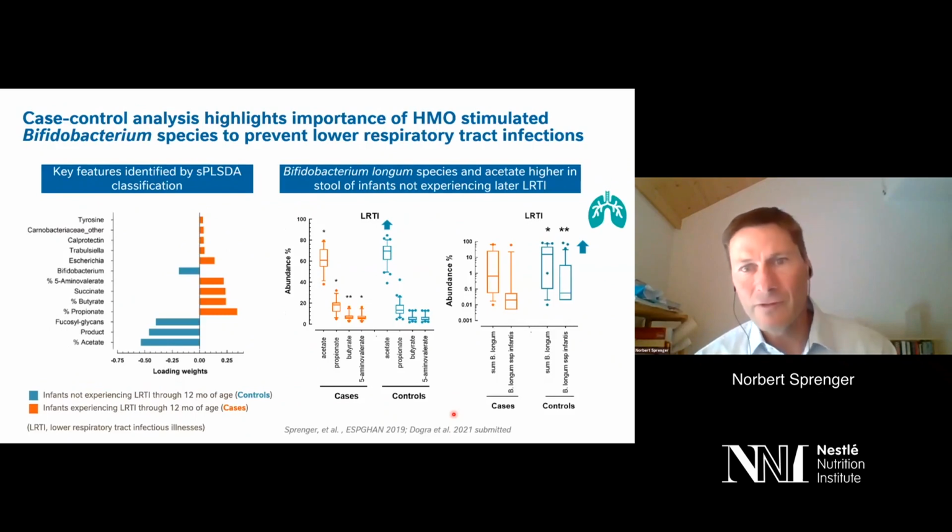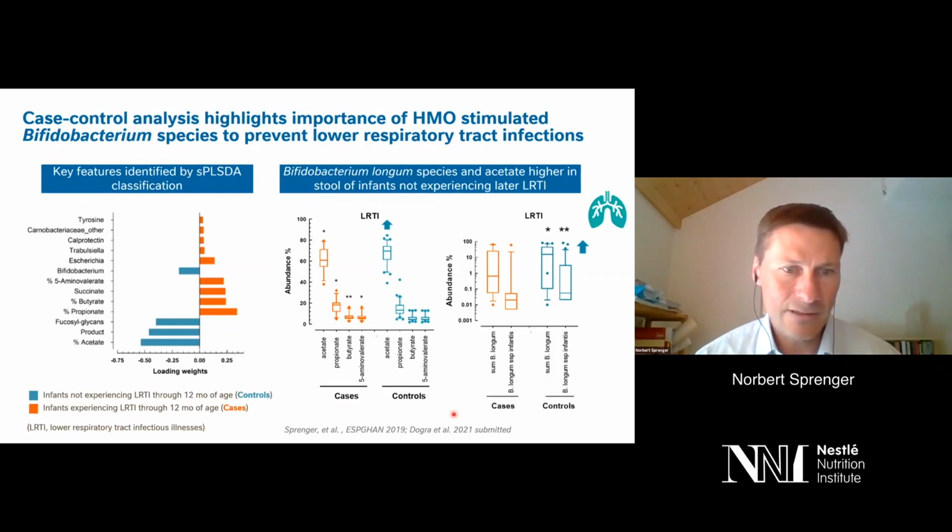Now, for the respiratory infections, we took a slightly different approach and we did a classification. So we asked the question, in the formula-fed infants, can we identify any microbial feature? This included the short-chain fatty acids and also the product as the test formula, and asked the question: between controls who did not experience a lower respiratory tract infection from 3 to 12 months, can we differentiate them from cases who experienced a lower respiratory tract infection from 3 to 12 months of age?